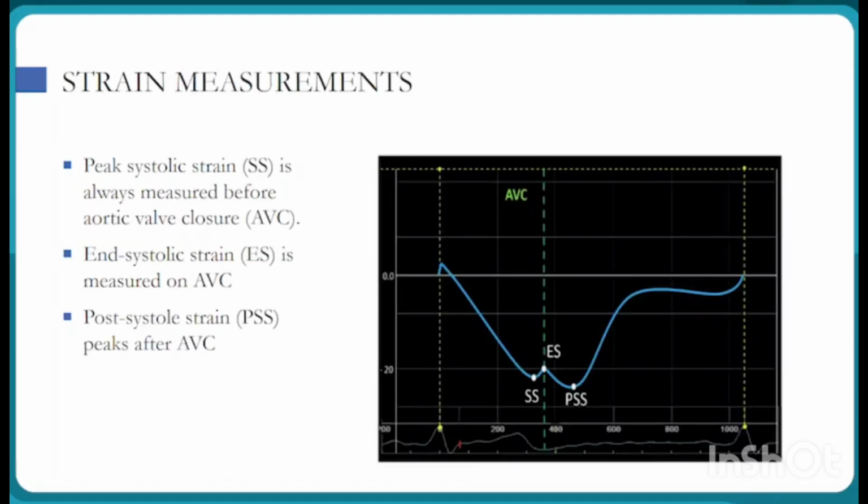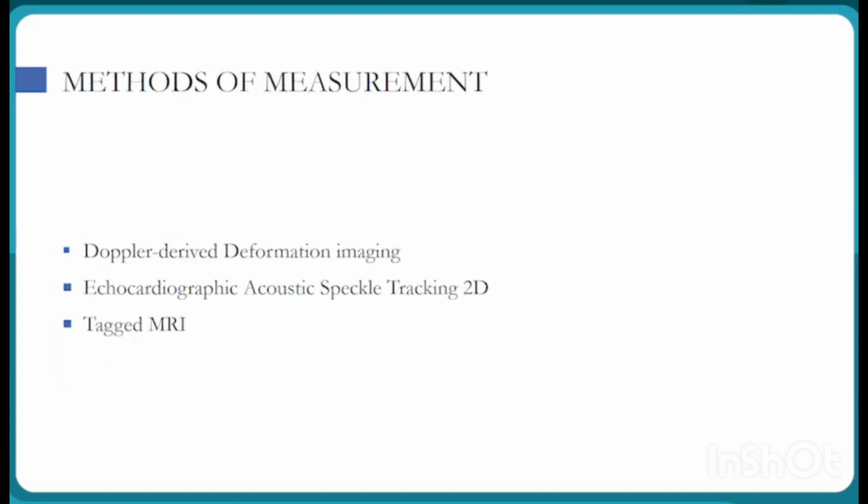Now in strain rate measurements pertaining to cardiac muscle fiber, once you plot that across a graph, one thing you measure is the AVC, that is the aortic valve closure time. Based on that, there are different strain parameters. One is the peak systolic strain, which is always measured before the aortic valve closure. Then there is the end systolic strain, which is measured at the aortic valve closure, and there is a post systolic strain which peaks after the aortic valve closure.